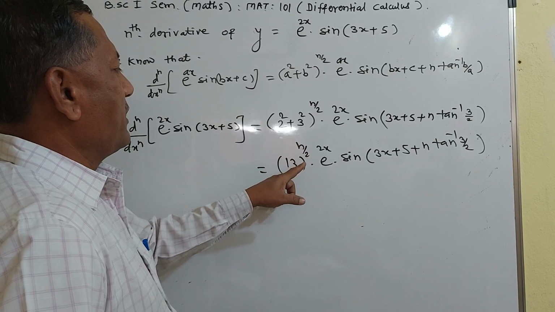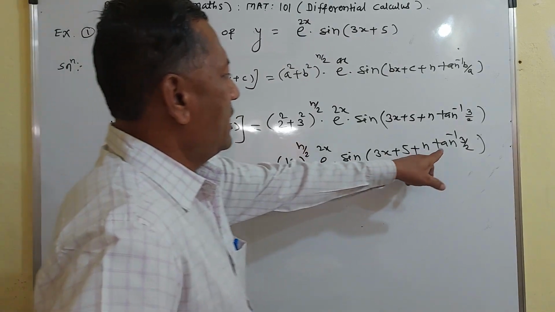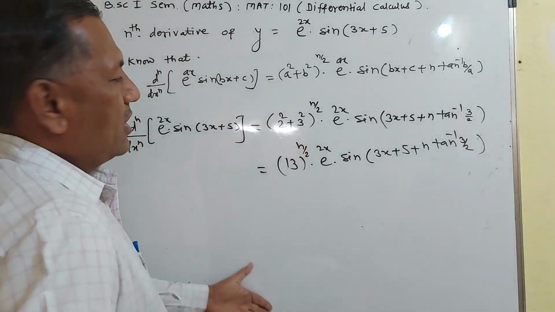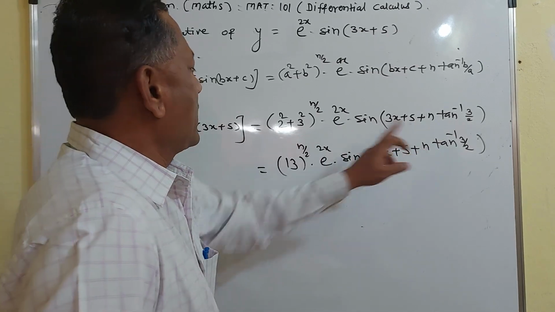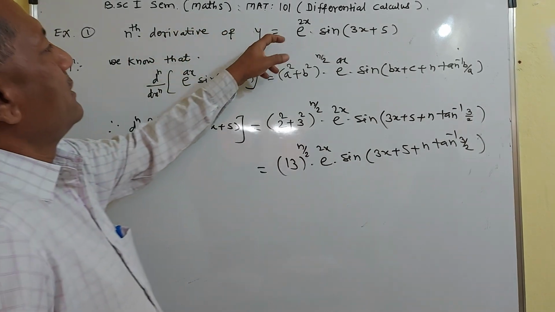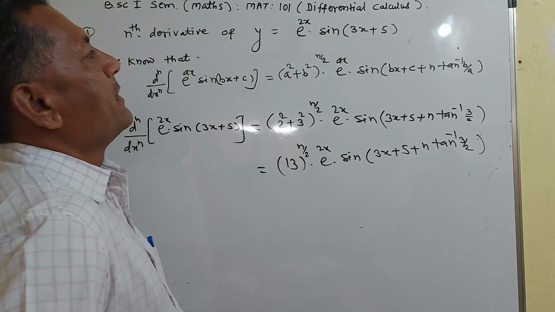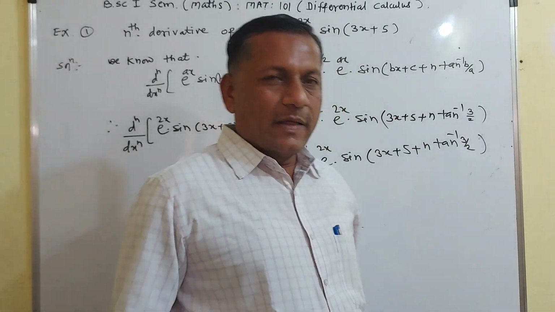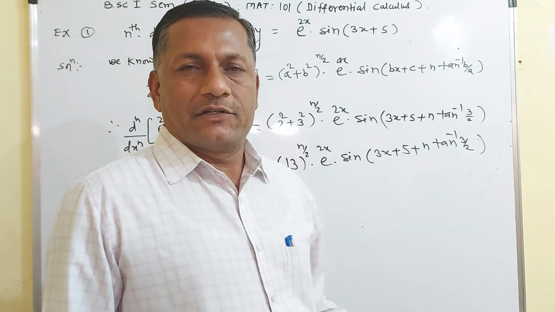Suppose you are asked to find the 20th derivative. So you replace n by 20; here n by 2 means 10, and here 20. Similarly, for the 10th derivative, you replace n by 10 here and here. Similarly, you can find the nth derivative of y is equal to e raised to 2x into cos of 7x plus 9. The same formula applies, and you apply that formula and find the nth derivative of such types of functions. Thank you.